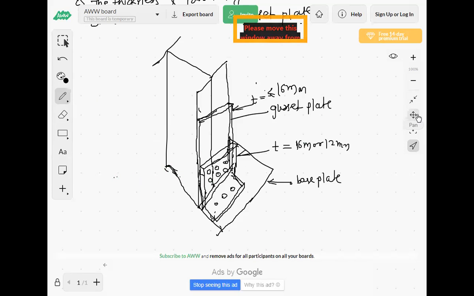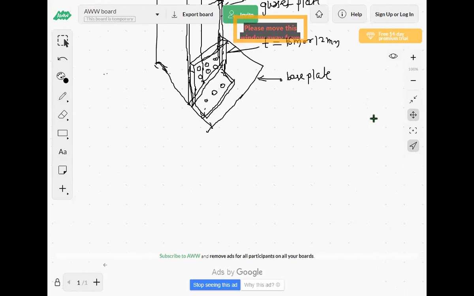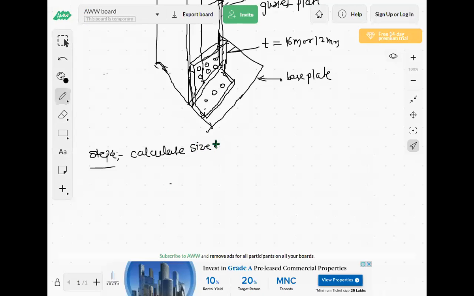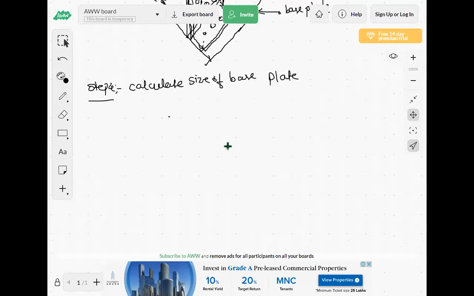Okay. Now we will see the step number 4. So step number 4 is calculate size of base plate. So earlier we have calculated the area of base plate in step number 2. So we have to calculate now the size of base plate.